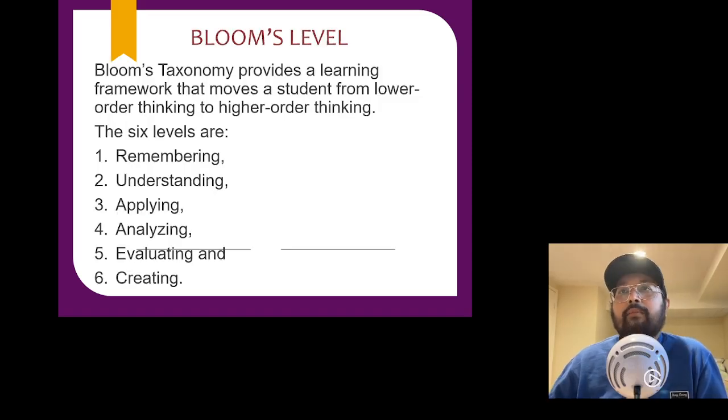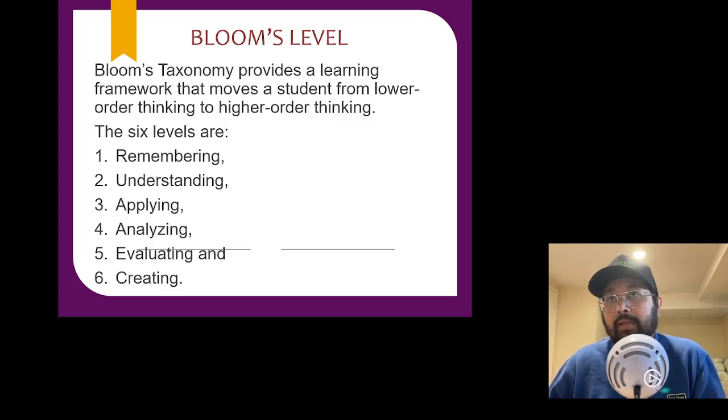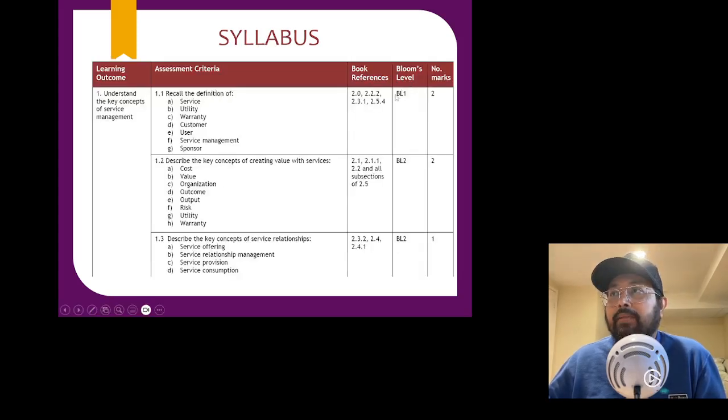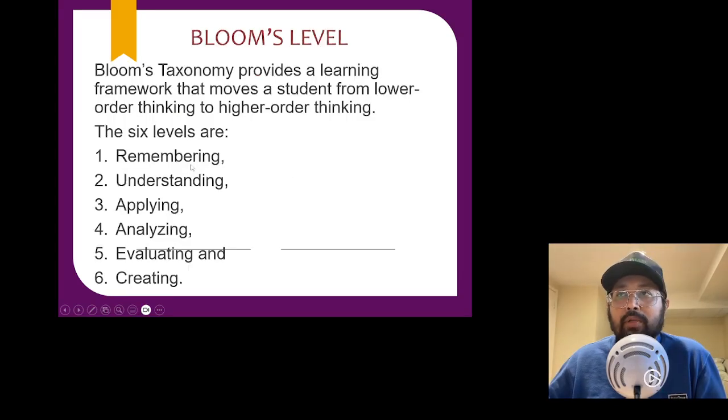So Bloom's level, actually Bloom's taxonomy, provides a learning framework that moves a student from lower order thinking to higher order thinking. There are 6 levels in Bloom's taxonomy. Number 1 is remembering, 2 is understanding, 3 is applying, 4 analyzing, 5 evaluating, and 6 creating. If I go to my previous slides, you can see it says Bloom level 1 and Bloom level 2. Basically Bloom level 1 and Bloom level 2 are related to remembering and understanding.